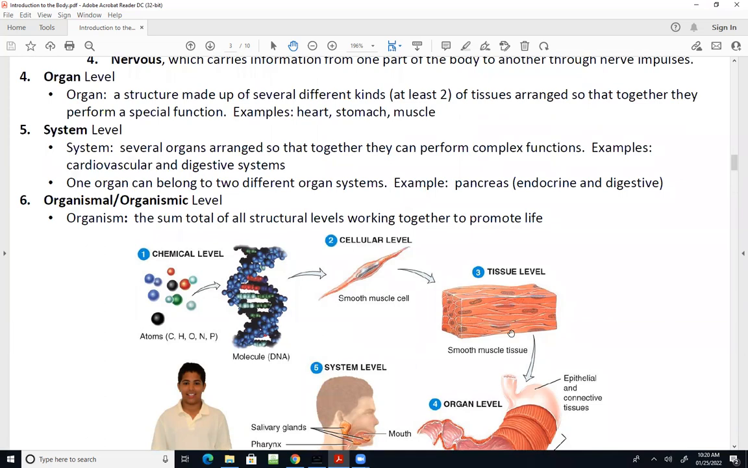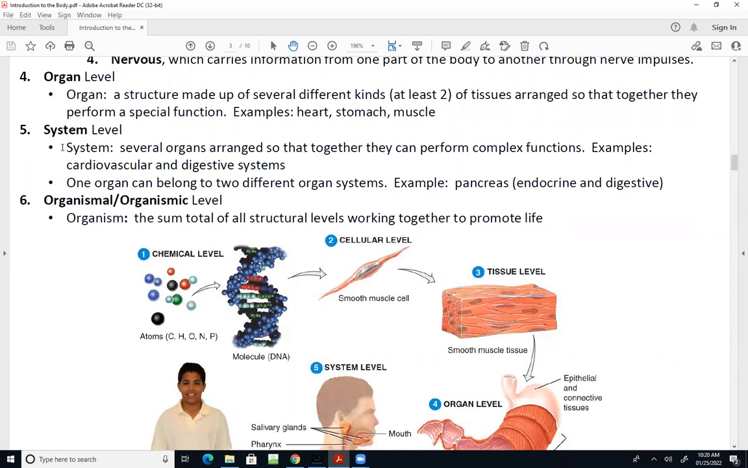Once we've got these first 3 lectures done, we're going to go through all 11 systems of the body one by one. Okay, so that's the way that we attack the class, beginning with the integumentary system and then the skeletal system and so on and so forth.